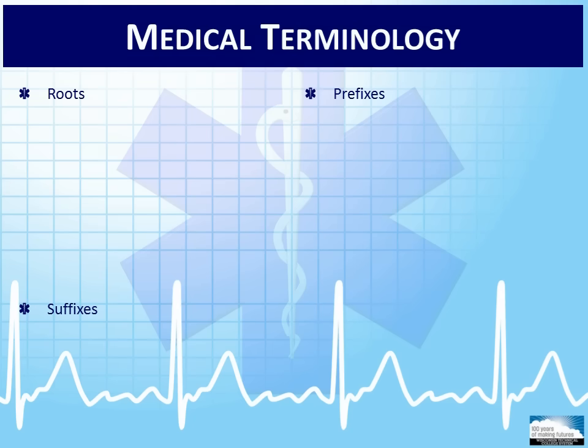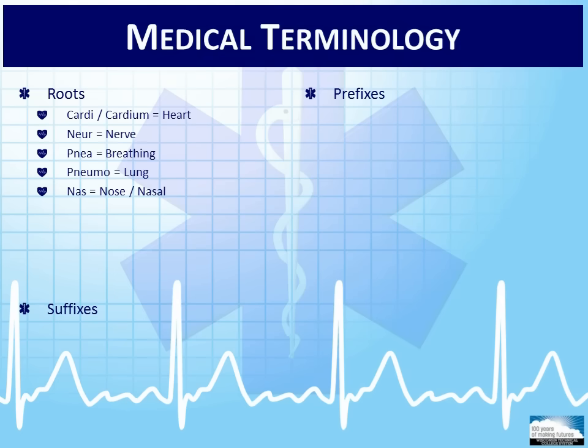The prefixes and suffixes are designed to describe the root, to give it greater definition. Within the medical field, there are numerous roots for virtually every part and component of the body. For an EMS provider, some of the most common are cardia or cardium, which refers to the heart, neur, referring to a nerve or the nervous system, pnea, related to breathing, pneumo, referring to the lung, nas, referring to nose or nasal, or refers to mouth or oral, hem or hemat refers to the blood, osteo refers to bone, arthra refers to joints, myo refers to muscles.